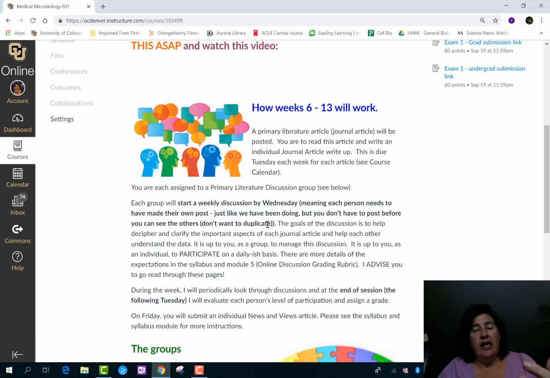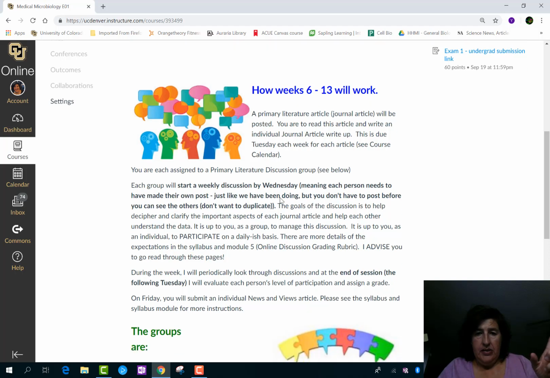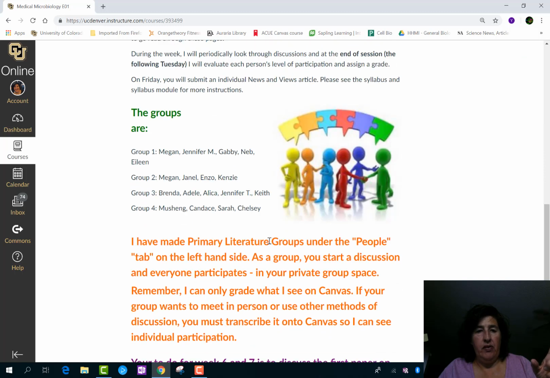After the discussions end, you will have something called a news and views write-up that's due each Friday. This is kind of an every other week thing, due the Friday after the discussion concludes, and that's where you're showing me your writing skills and your understanding of the paper. So let's talk first about the groups.